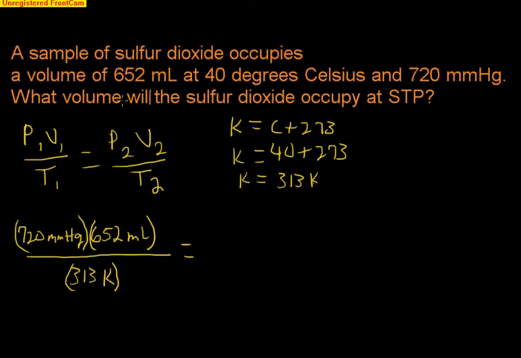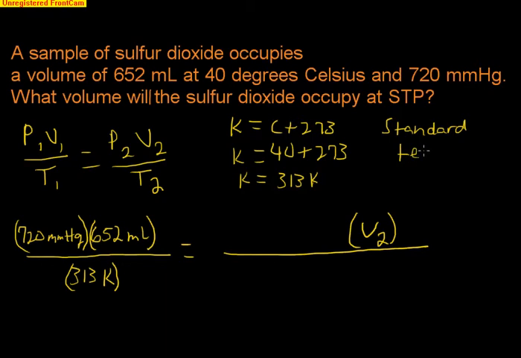Now let's keep going. It says, what volume will the sulfur dioxide occupy at STP? We know we're looking for volume, so I'll put in V2, because that's what we're looking for. We'll put that in parentheses, and we're just filling in the rest. STP stands for standard temperature and pressure, so we're looking for standard temperature and standard pressure.